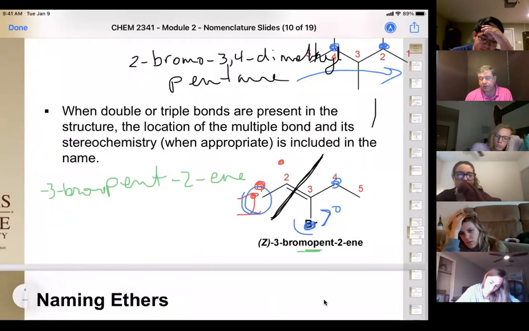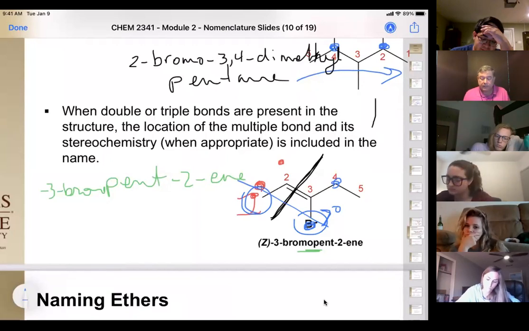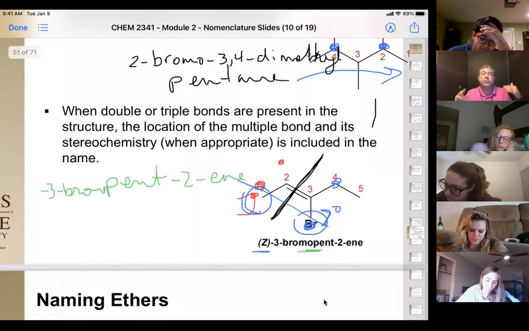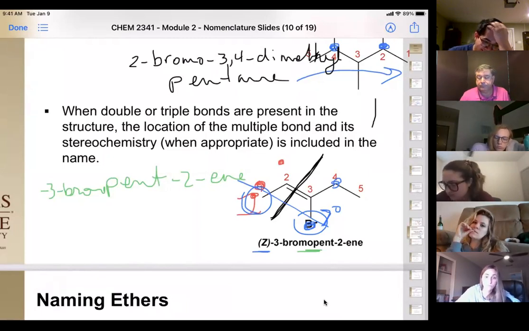Priority here, priority here. They're on the same side of that double bond, which makes them Zusammen. So our full name is bracketed Z dash 3-bromopent-2-ene. Okay, so again, halogens are always substituents. It's just you need to follow all the other rules to make sure you put it in the right number.